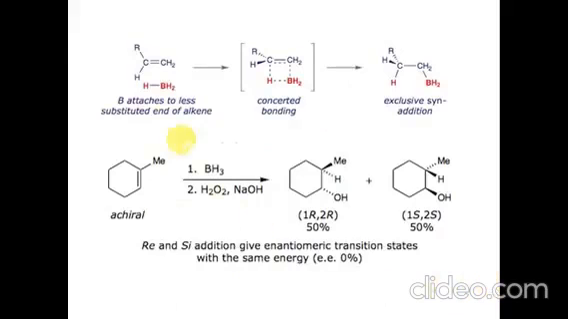So let's consider another example. This is again an example of addition of borane to a carbon-carbon double bond. Previously we had a carbonyl carbon, now we have a carbon-carbon double bond here. The hydride attaches to this carbon and the boron attaches to this carbon. We only get exclusively this syn product, because the groups add on the same side. Whenever borane adds to a carbon-carbon double bond, the hydrogen and boron are added on the same side.